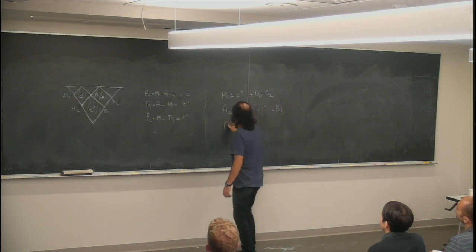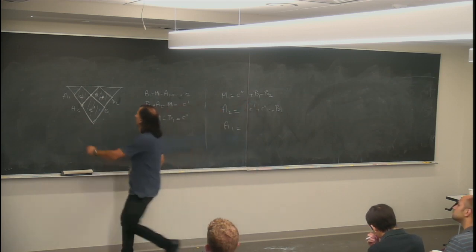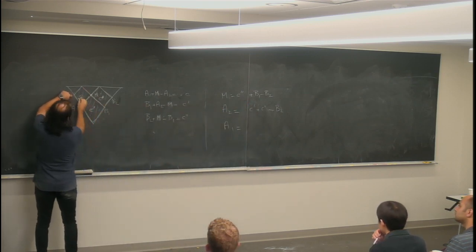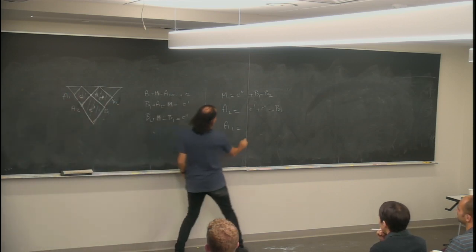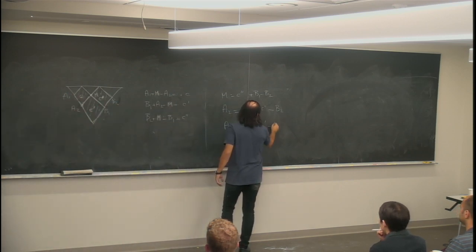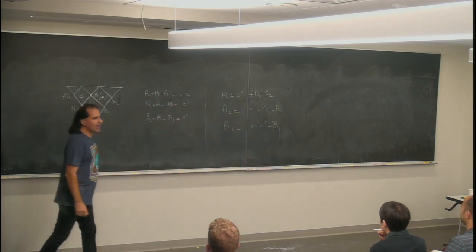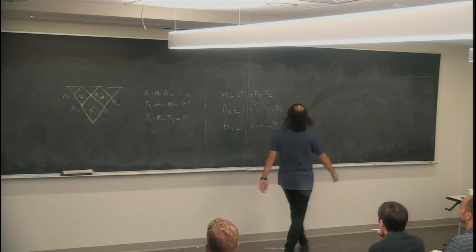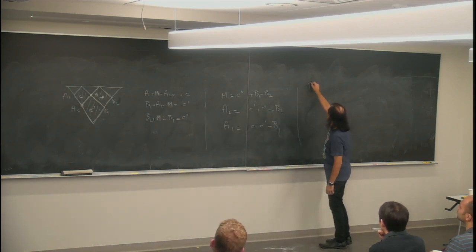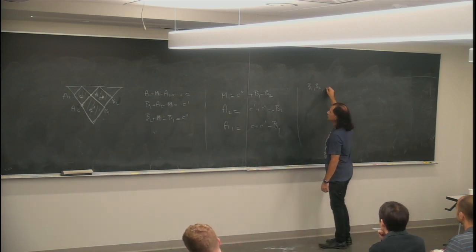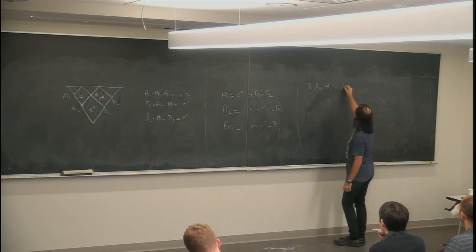And finally, A1 is equal to C plus C prime minus B1. Okay? And we want all of these things, including B1 and B2, to be positive. So we want B1, B2, as well as M, A1, and A2 to all be positive.